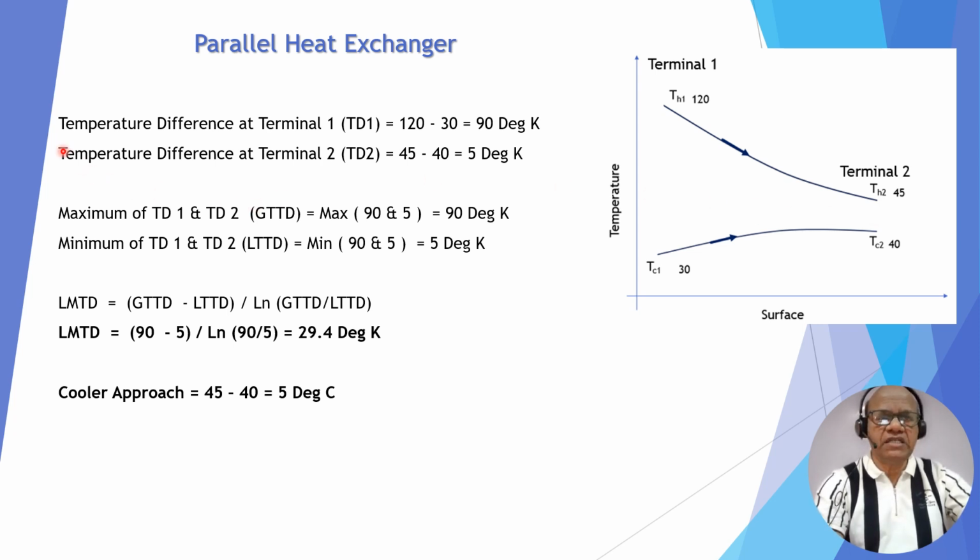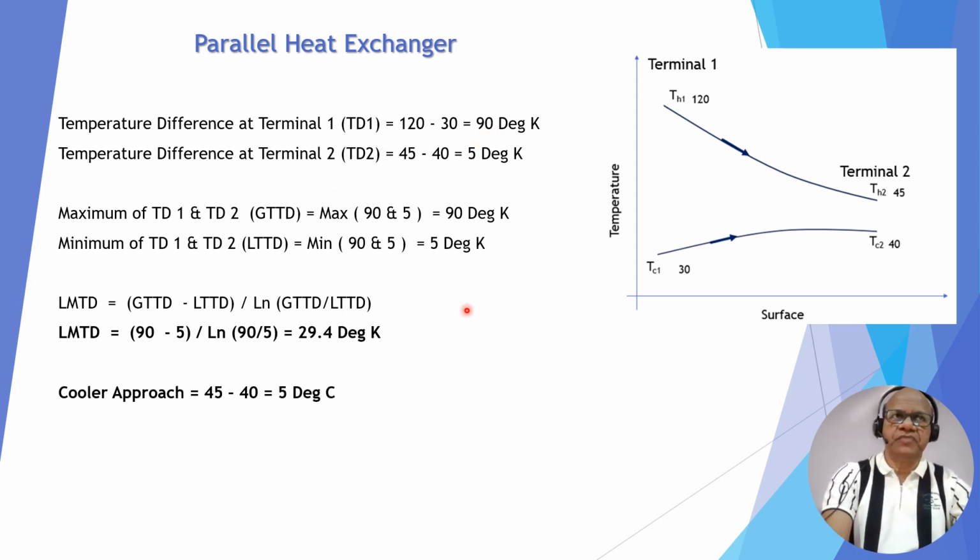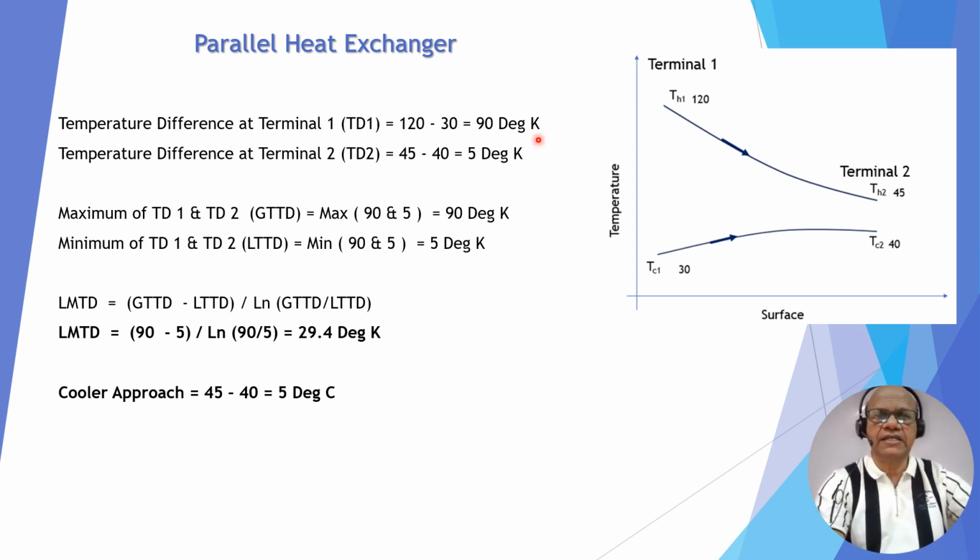So the temperature difference at terminal 1, we call it TD1. So 120 minus 30 degrees, you can see, is 90 degrees Kelvin, because the difference can be in degrees Celsius or Kelvin, both are the same. That is why I have written degree Kelvin, because adding 273 here and subtracting it again gives the same number. The temperature difference at terminal 2 is 45 minus 40, which is 5 degrees Kelvin.